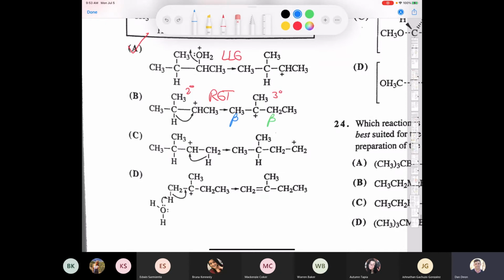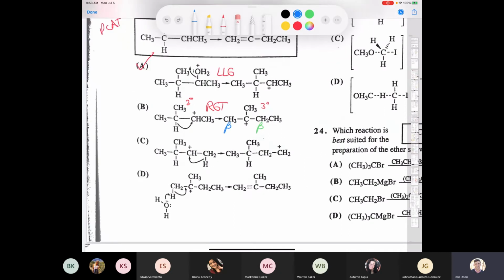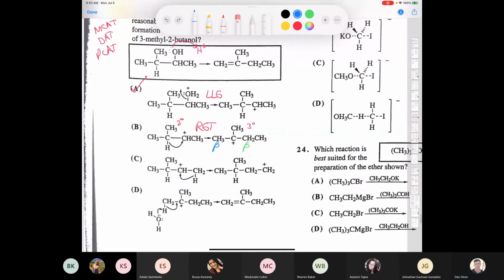Can anybody tell me what's jacked up about C? There's two problems with it. Remember, we're talking about making this specific compound. Let me tell you what they are. Number one, you've got a primary carbocation. We have never seen a primary carbocation in this class. We didn't see it before, so we're not going to start on the final exam. That is very, very unstable.